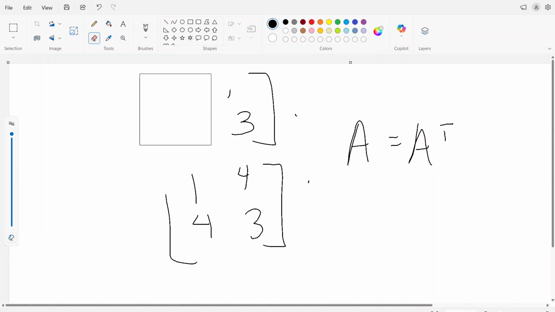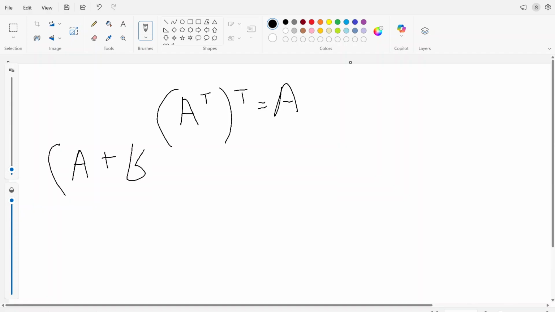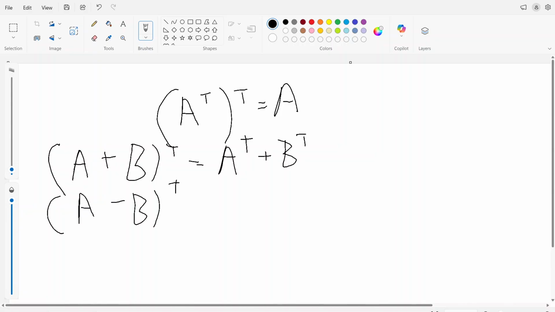Now I want to talk about the important properties of matrix transposition. Property number 1, which we've already gone through, is transposing twice: (Aᵀ)ᵀ equals A. Property number 2 is the transpose of a sum. Say we have (A + B)ᵀ equals Aᵀ + Bᵀ. So we transpose each matrix separately. Property number 3 is the transpose of a difference. If we have (A − B)ᵀ, this equals Aᵀ − Bᵀ.